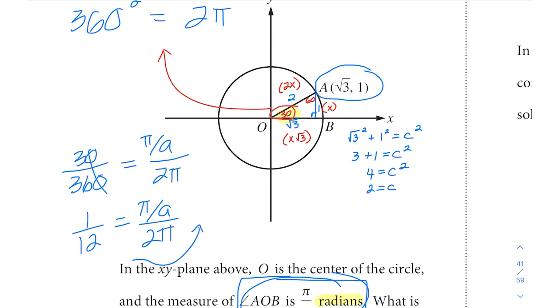And when you do that, let's bring that up here, but this will give us 2 pi over 12 equals pi over a. And in this case, we can cross multiply. And so the pi's will cancel when we do that. And you get 2a equals 12. And your final answer of a equals 6.